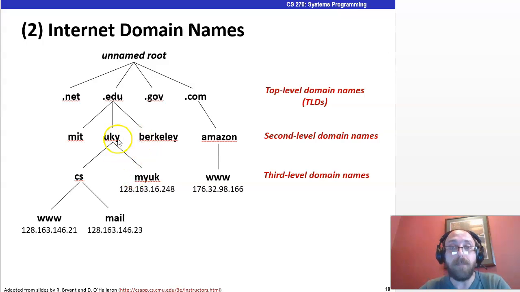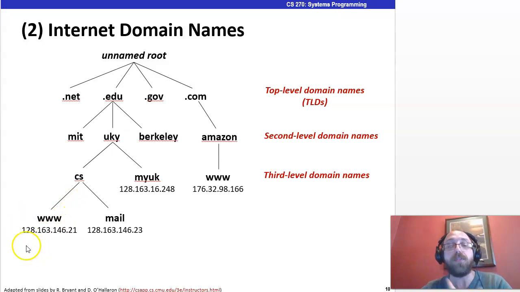Now, as you can imagine, that whole process can be kind of slow. Not slow as in seconds, but hundreds of milliseconds at the very least. So also your ISP's name server will do caching. When it sees that you made a request for www.cs.uky.edu and it got the IP address back, it will remember that, at least for a period of time.